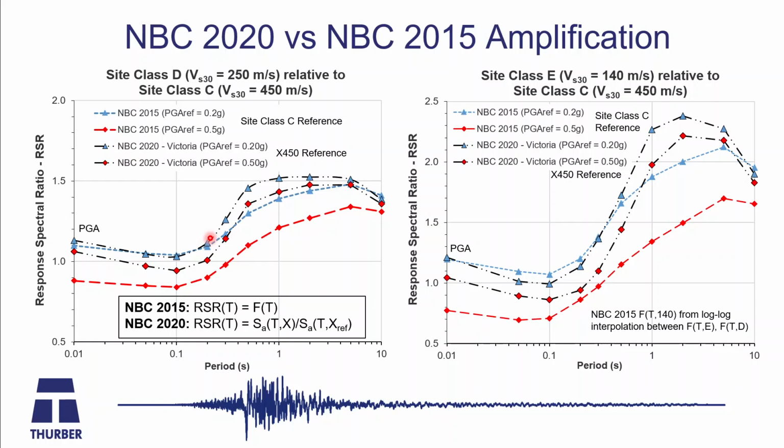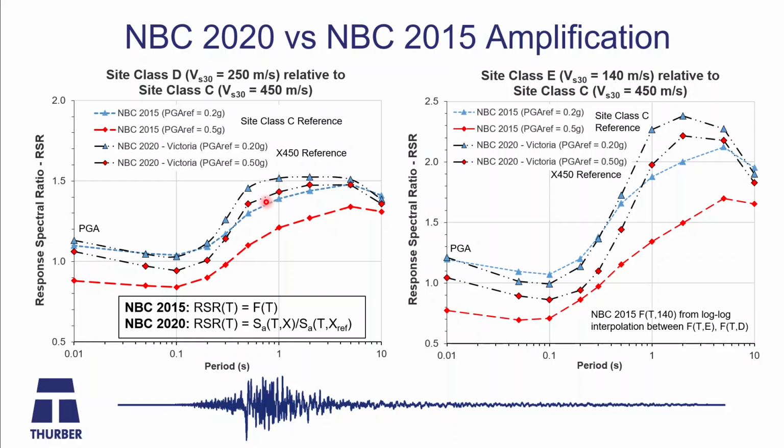So if we do site class D relative to site class C, we'll see the same amplification factors we just looked at previously, but I'm only looking at now in blue a PGAref of 0.2 G, and in red a PGAref of 0.5 G. These ones down here are the 2015 values, and the ones with the black dash lines up here are the 2020 values. What you'll see is that at short period at 0.2 G, they're about the same. At longer period, the 2020 values are a little bit higher.